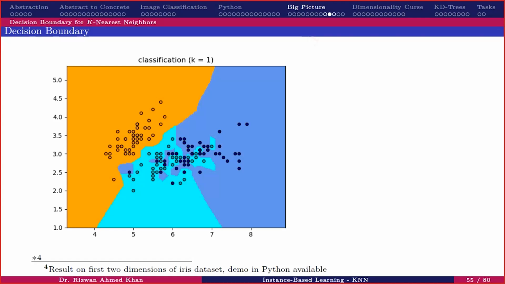this is what I have made, a small Python demo for you guys to visualize decision boundary. I will show you its code as well. This is on the Iris dataset, which is also available in the scikit-learn or sklearn Python library. And I have used only 2 dimensions for the sake of visualization. Iris has actually 4 dimensions, so I have used the first 2 dimensions to visualize the classes.